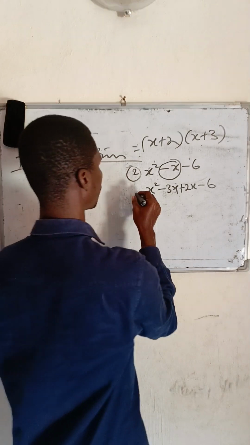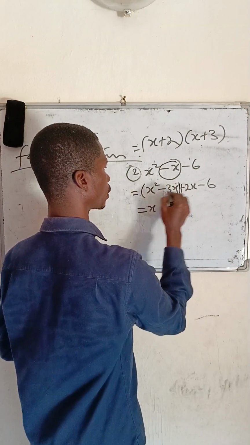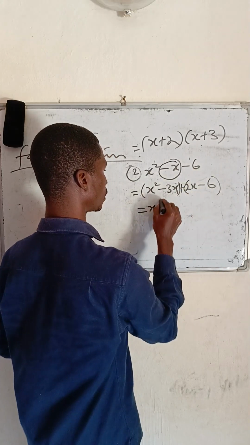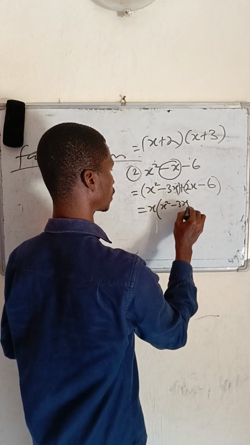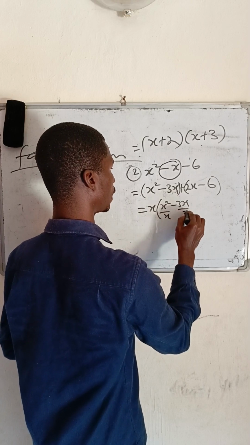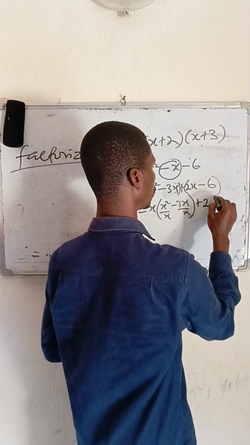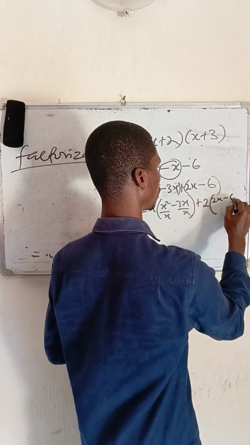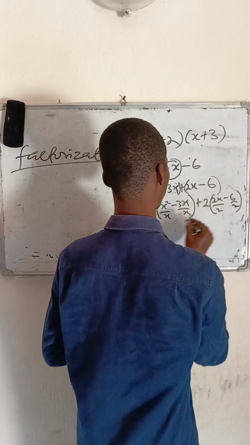At this point we have x, we take it to 2. Remember what I told you? x squared minus 3x divided by x, divided by x. Nothing is common again. You take your sign, you go again. What is common here? 2, bracket 2x minus. You divide this one by the common factor. Also divide this one by the common factor.